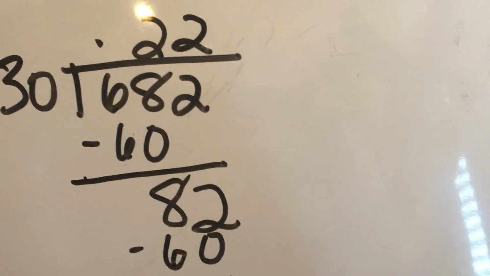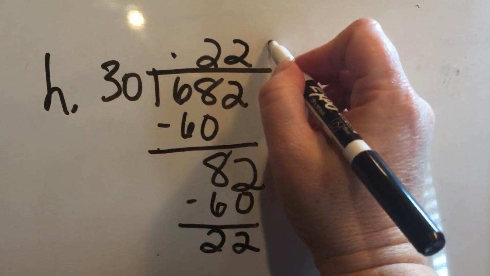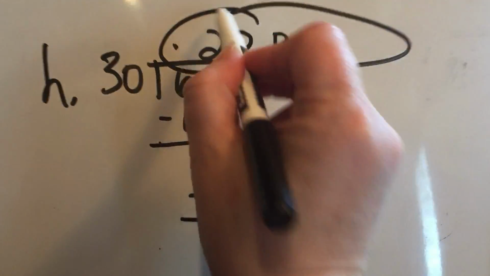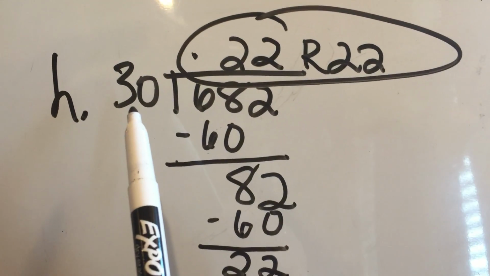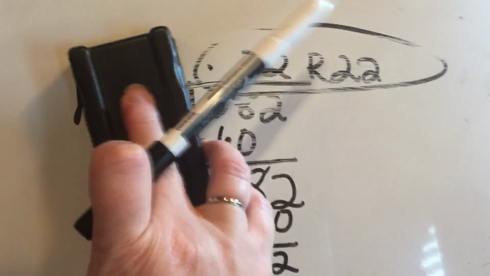So we have an answer of 22, remainder 22, which seems crazy, but it is the right answer. As long as this remainder is less than the divisor, it's okay, even if it's a huge number. And the man said that in his video today too, that I posted for you guys.